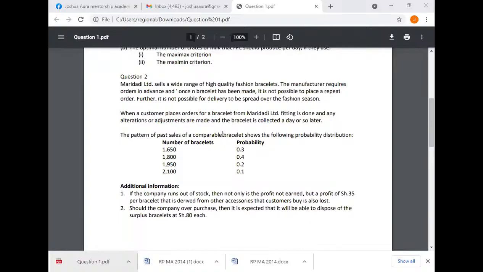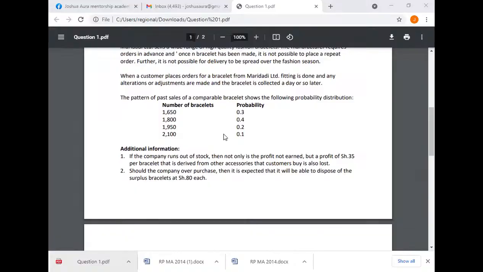The pattern of the sales of a comparable bracelet shows the following probability distribution, quite important, and they have even gone ahead to give us probabilities, unlike the other examiner who was giving us frequencies. Additional information: if the company runs out of stock, then not only is the profit not earned, but a profit of 35 per bracelet that is derived from other accessories that customers buy is also lost. Should the company overpurchase, then it is expected that it will be able to dispose of the surplus bracelets at 80 each.